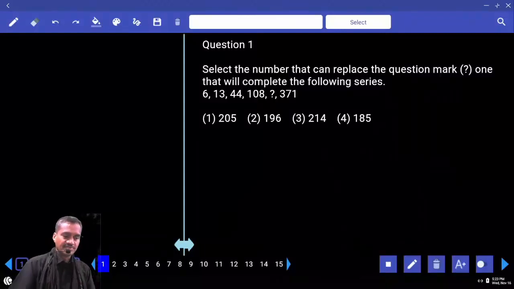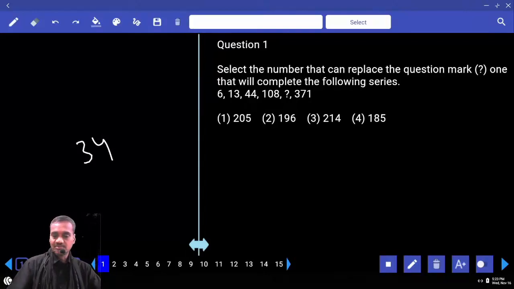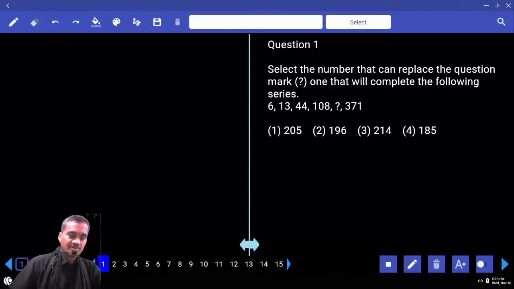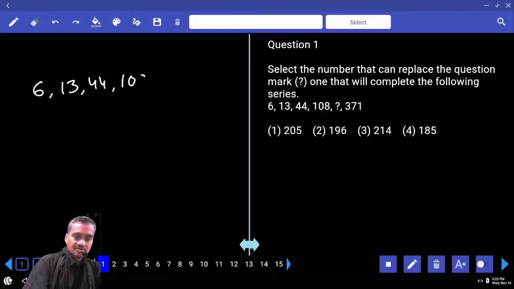Now in this paper number 34, CGL Tier 1. Now question number 1, it is based on number series. Now 6, 13, 44, 108, then blank and 371.